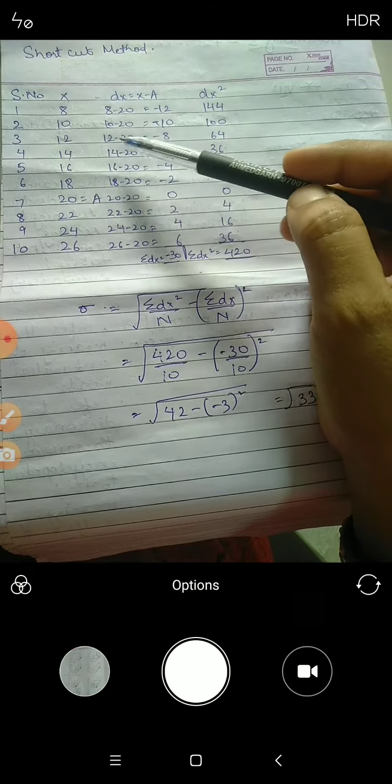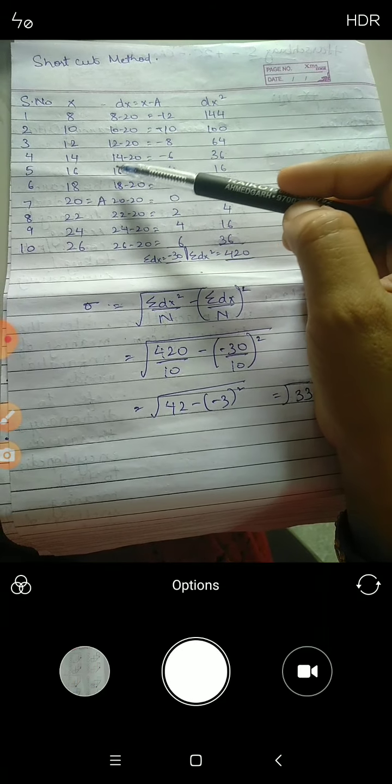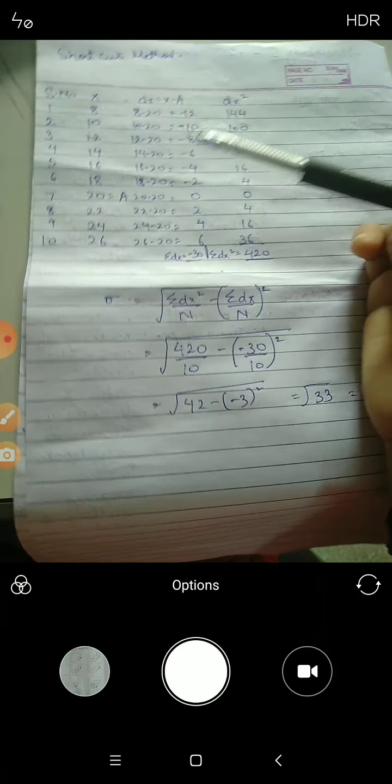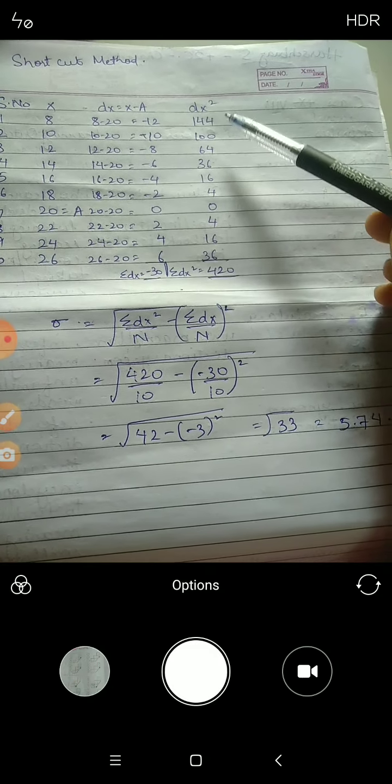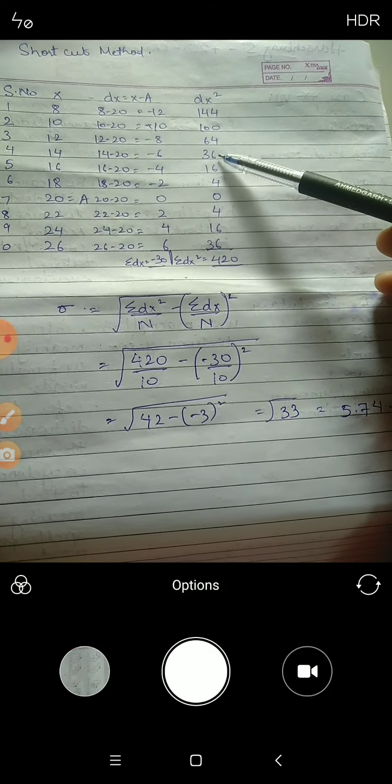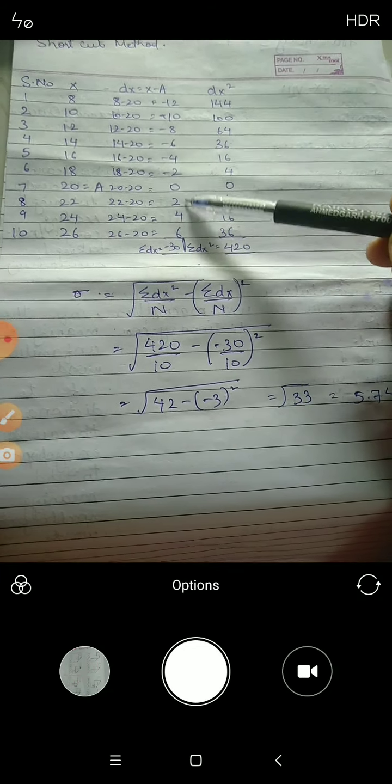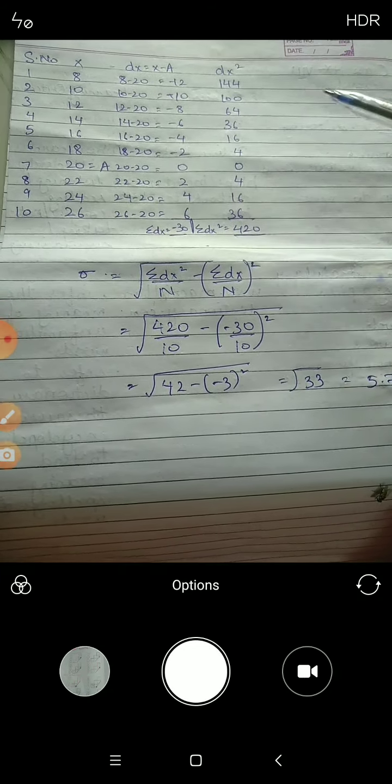It's 8 minus 20, 10 minus 20, 12 minus 20. Similarly, again we will not be ignoring signs. So we got these values. When we square them, we will get 144, 100, 64, 36, these values. Clear? So the sum of these values. Shortcut method.